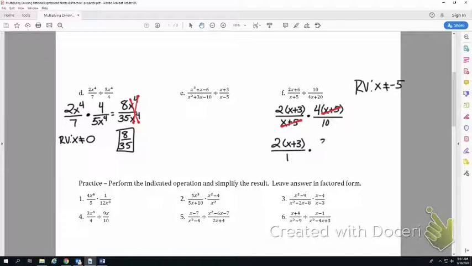Times 2 over 5. Now 1 times 5 is 5. That's pretty easy. But the numerator, I've got to multiply everything together. The easiest way for me to do this in my mind: does it matter which order I multiply these three things together? No. So what is 2 times 2? 4. And if I distribute 4 into this, what's that going to give me? 4x plus 12. And there's my answer. Once you have that, I want you to go ahead and attempt E.